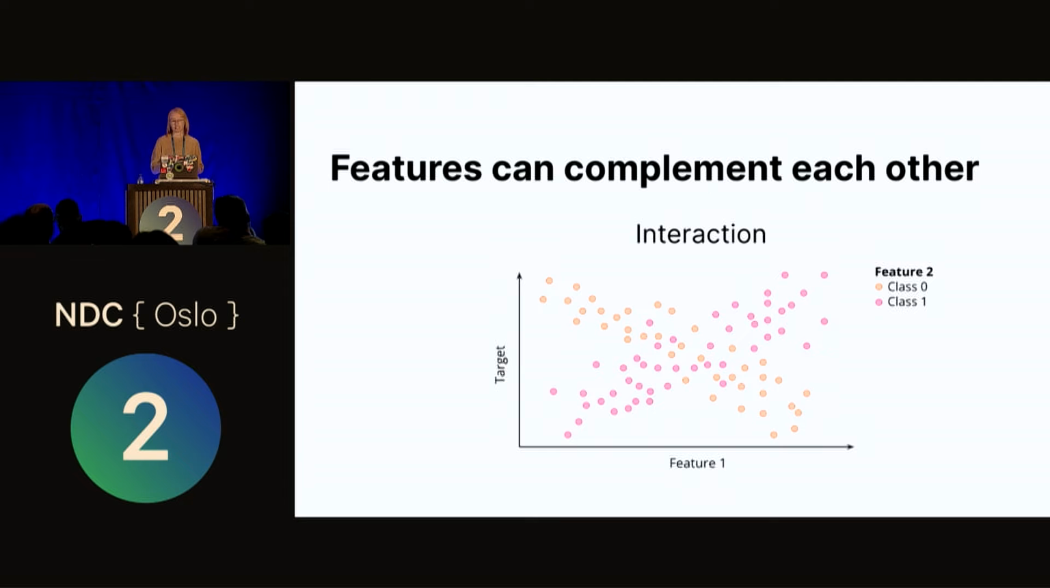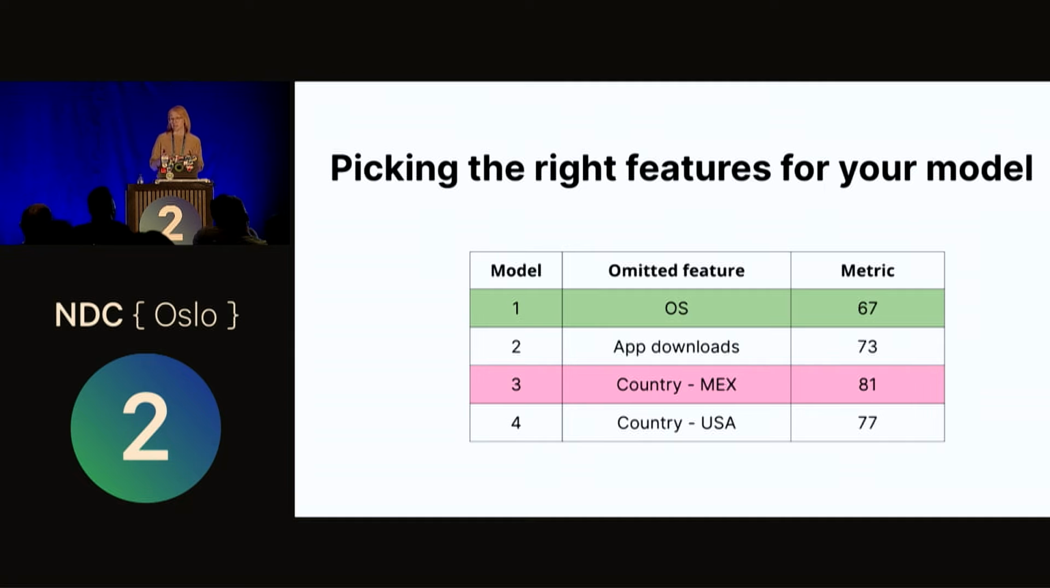What we can see is that in class 0, there's a strong negative relationship between feature 1 and the target. And in class 1, there's a strong positive relationship between them. This is called an interaction, where the relationship between a feature and a target only emerges in the presence of a second feature. Due to these interactions between features, you can't necessarily tell which features are going to be useful for your model just by looking at their one-to-one relationship with the target.